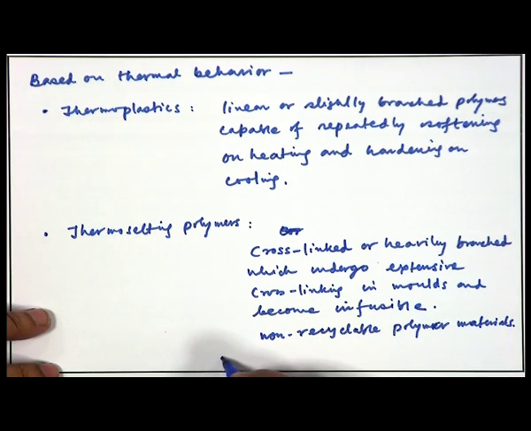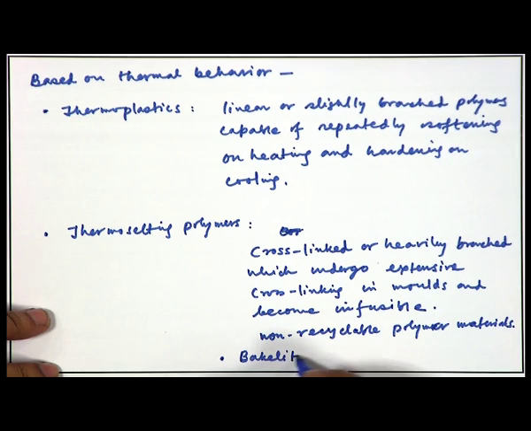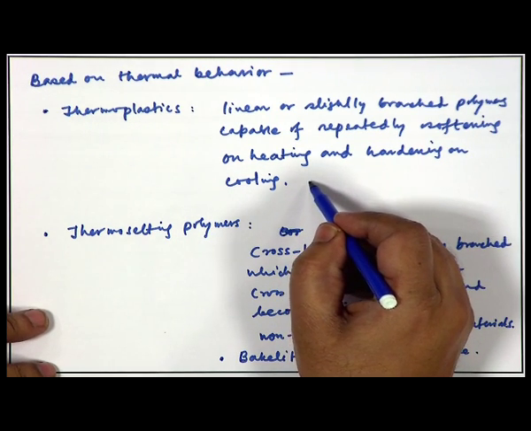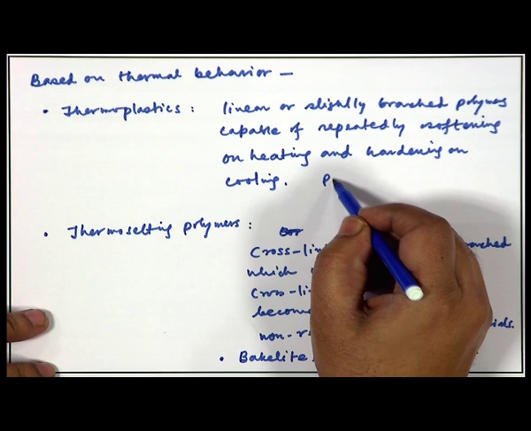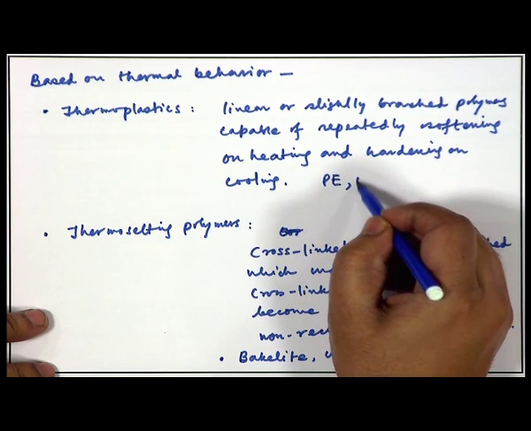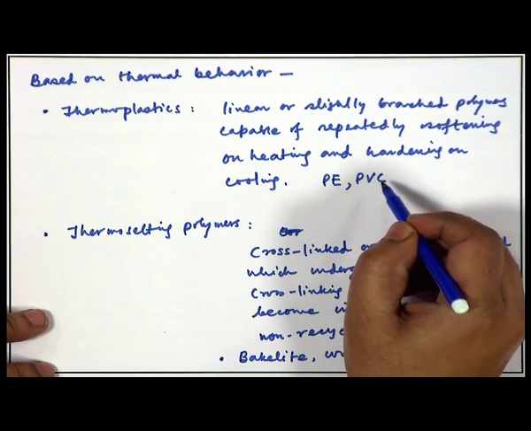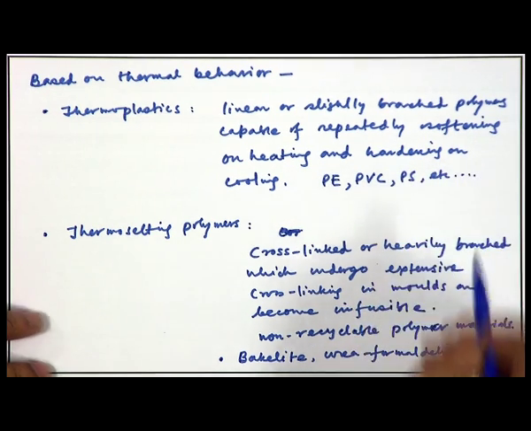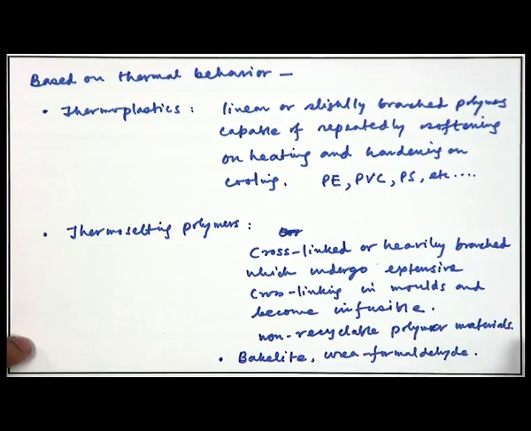Examples could be bakelite and urea formaldehyde, which are cross-linked materials, and we have not given examples earlier. So, polyethylenes, polyvinyl chloride, polystyrenes, these are the examples of thermoplastics.